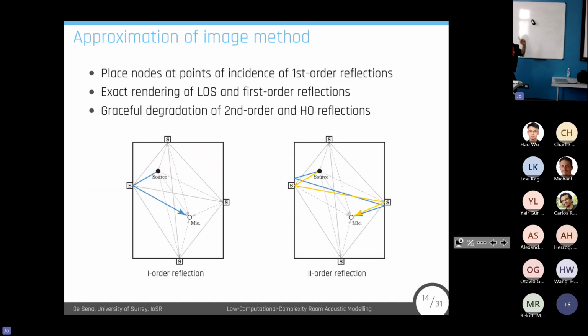So let me point out also that from the perceptual perspective, this seems to be quite appropriate because it's known perceptually that early reflections are more important. Whenever you get to higher order reflections, the structure becomes quite chaotic, statistically speaking. So from the perceptual point of view, it doesn't matter that much anymore. So you're accurately reconstructing what is important perceptually and then approximating what is less important perceptually.